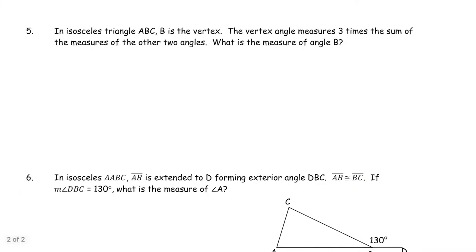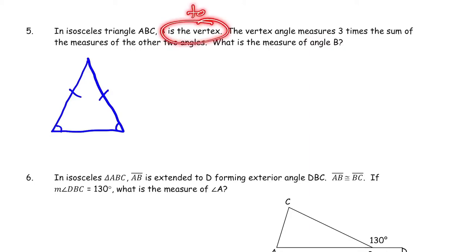Okay, let's move on. Backside. Isosceles triangle ABC. B is the vertex. So remember how we like to draw these. Here's my isosceles triangle. These two sides are the same. These two angles are the same. B is the vertex. Remember, the vertex simply means top. So this has to be B. And it doesn't really matter where you put A and C. So we have triangle ABC.